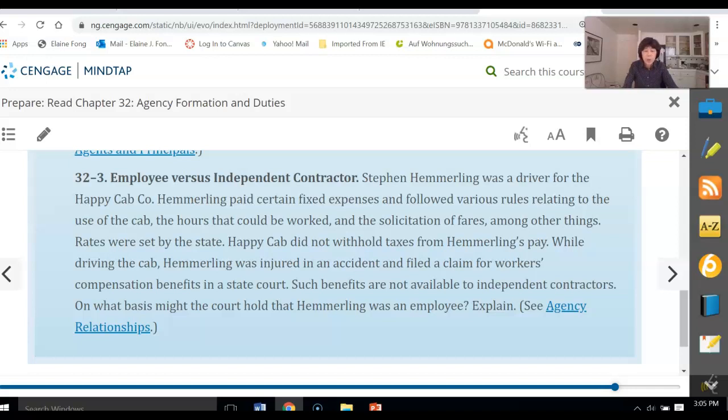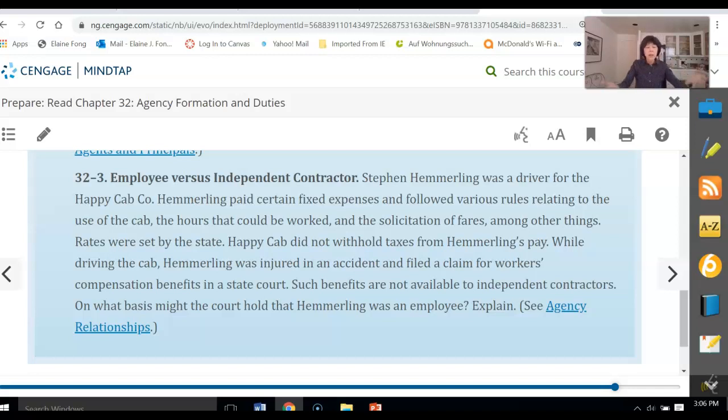What do you see that helps you determine that Hemmerling is an employee? That's what we're going to go after, because that's how the question is set up. What supports a conclusion that Hemmerling is an employee? Think about that a moment, and I'll walk through a short list that I have written down here. Who owns the cab? Happy Cab owns it. It's not Stephen Hemmerling's. That's one fact that will help us reach the conclusion that Hemmerling is an employee.